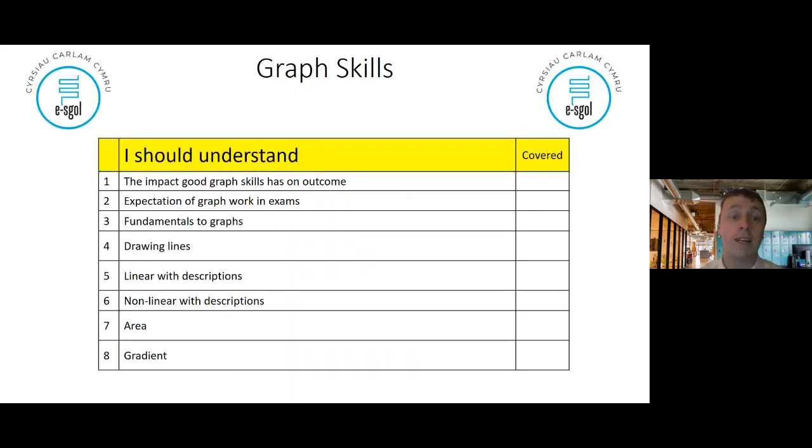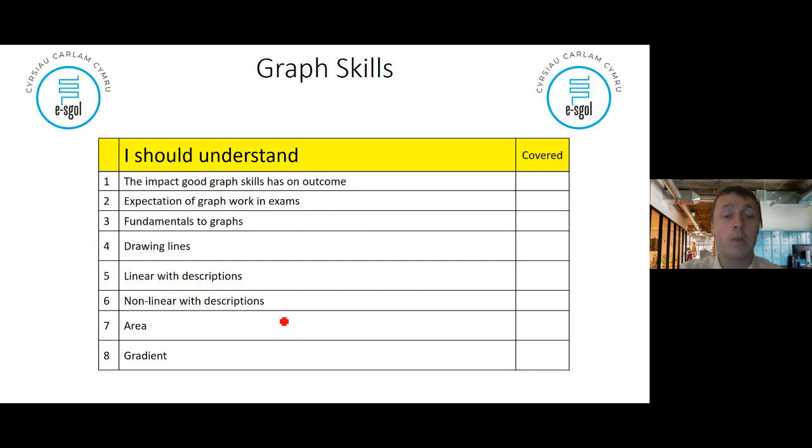So looking back at previous years, I've seen some of the keywords that come out of graphs, and what you should understand for graphs is things such as expectation of what graph you should be able to do in an exam. So to do that, you need to look at some of the fundamentals. After looking at some fundamentals, we look at basic stuff such as drawing lines, and not just that, once you have a line, how to describe them. So a linear graph or a non-linear graph and what they mean.